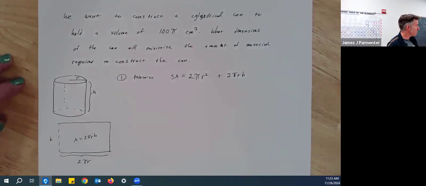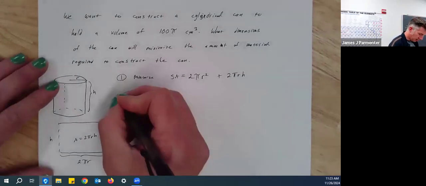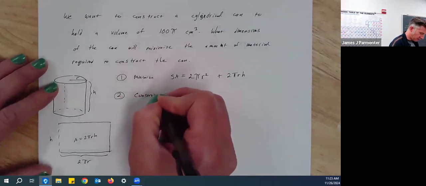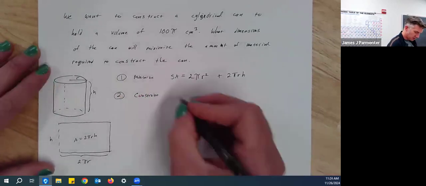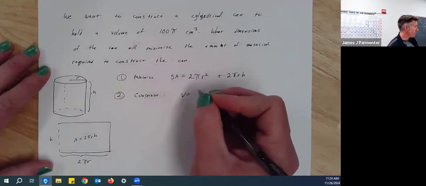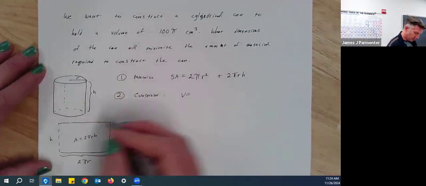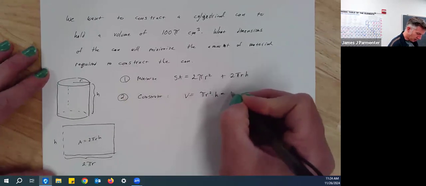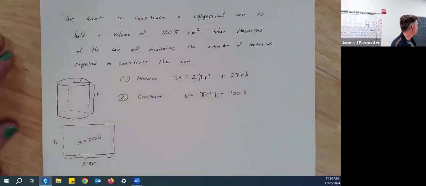And so this area here is 2 pi r h. Okay, that's what we're trying to minimize. Then we need our constraint. We are constrained by the fact that the volume should be 100 pi cubic centimeters. The equation for volume is the base area, pi r squared, times the height, which should equal 100 pi.